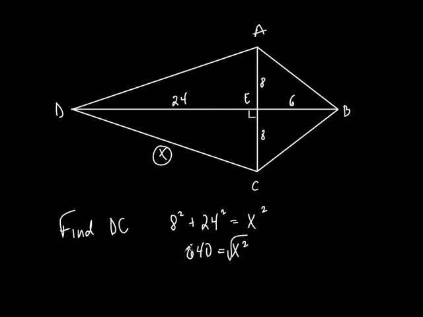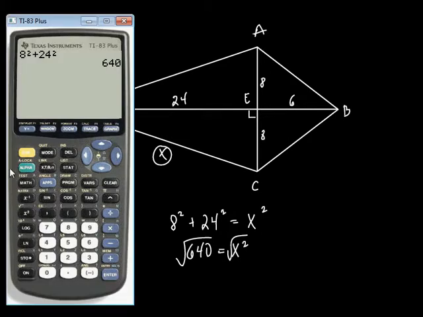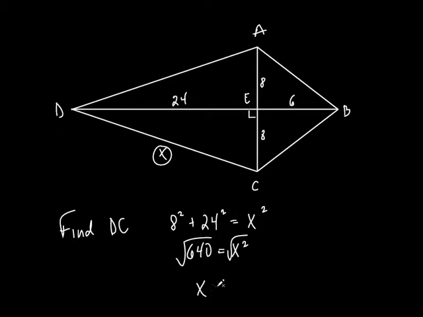How do I get x by itself? Square root it. That's right. Take the square root of both of those. So let's take the square root of that 640. And we get about, we'll round it to 1 decimal place, 25.3. So x is approximately 25.3. And there you go. Does that make sense? Does it make sense that this could be 25.3? It does, because the hypotenuse has to be the longest side of my right triangle. Is that the longest side of my right triangle here? Absolutely. Okay? Does that make sense?